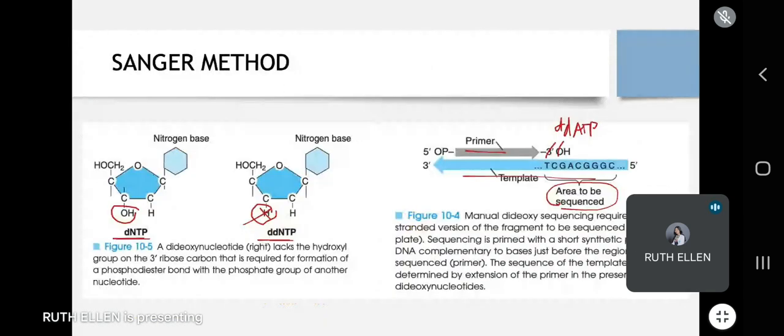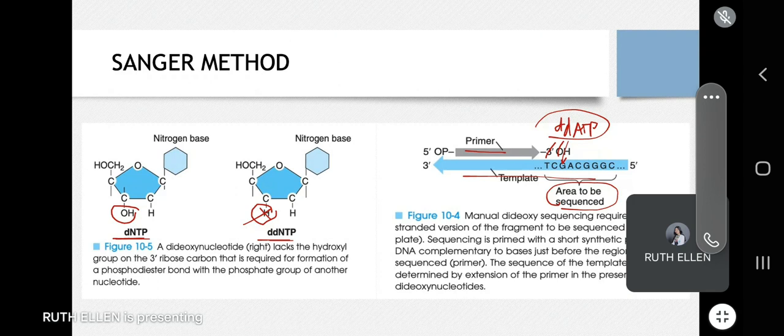Okay? So for example, yung ddATP natin nag-bind dito kay guanine, di ba? Kasi sila yung complementary, adenine and guanine. So if nag-bind si ddATP kay guanine, and si ddATP wala siyang hydroxyl group. Ibig sabihin kapag nag-bind si ddATP dun sa area natin na sinisequence, wala nang ibang pwedeng mag-bind pagkatapos niyang kumabit kay guanine. Okay? Kasi wala siyang hydroxyl group.